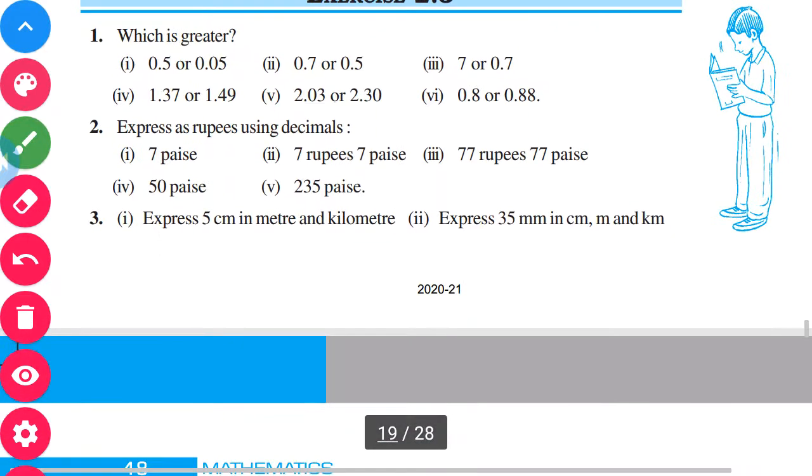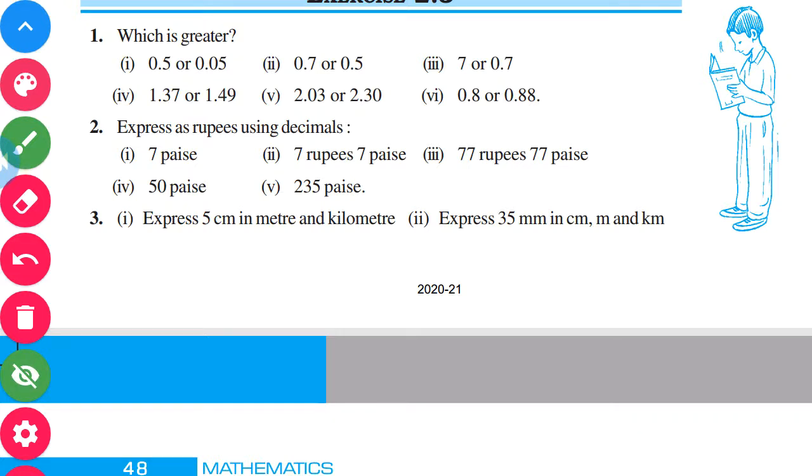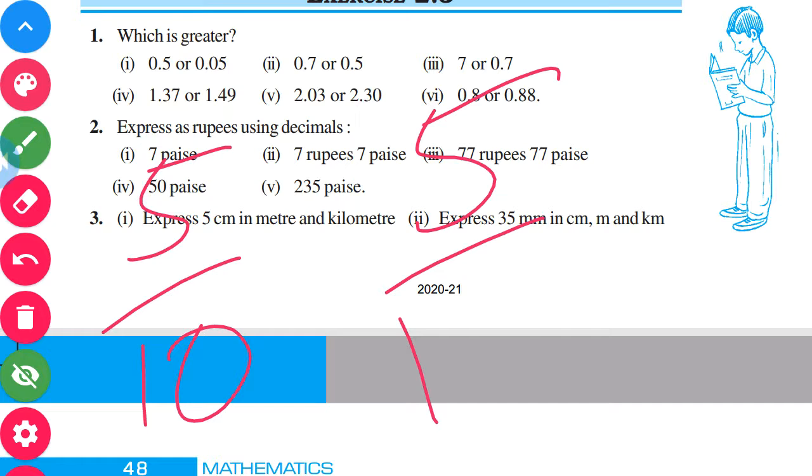Let me take the first one: which is greater, 0.5 or 0.05? I will be solving a few examples and the rest you are going to solve. Let me take the first one and the last one. So 0.5, if I have to write it in terms of fraction, how do I write it? Yes, 5 divided by 10. Similarly, 0.05, with two digits, we represent as 5 divided by 100.